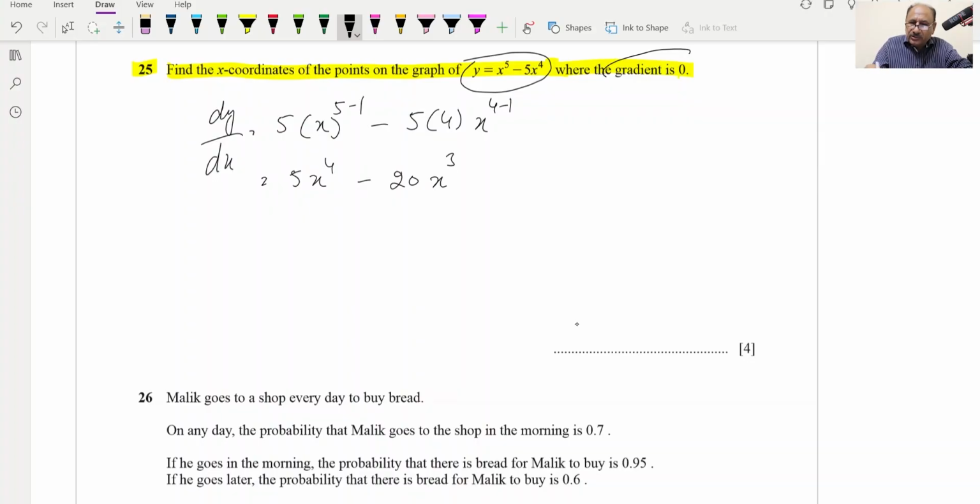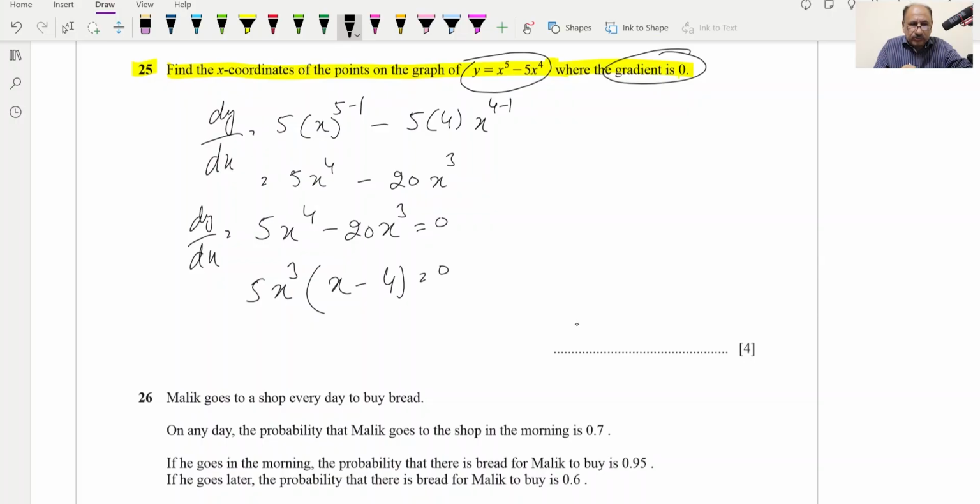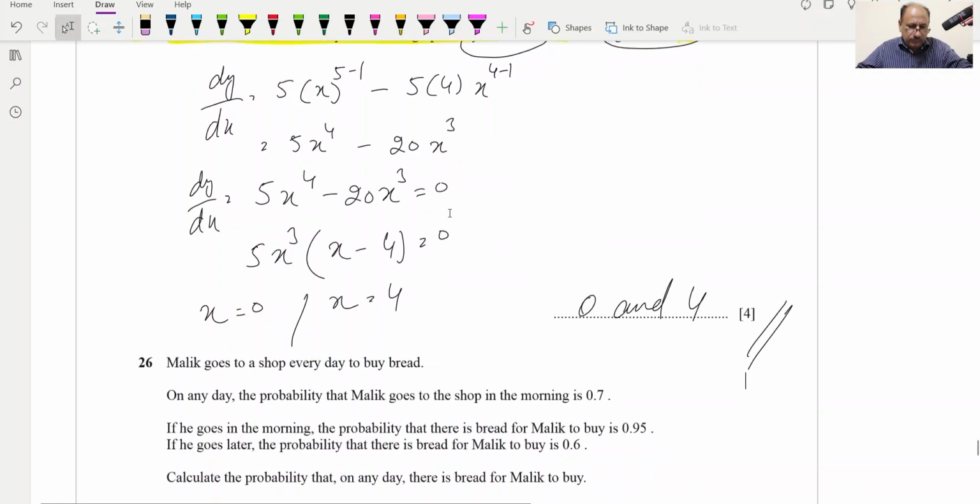As they have mentioned that the gradient is equal to 0, we put dy over dx equal to 0, or we can write 5x to the power 4 minus 20x cubed is equal to 0. We can take 5 and x cubed common, and inside will be x minus 4, and this is equal to 0. So the solutions will be x is equal to 0 or x is equal to 4. This is a 4 mark question which we have done.